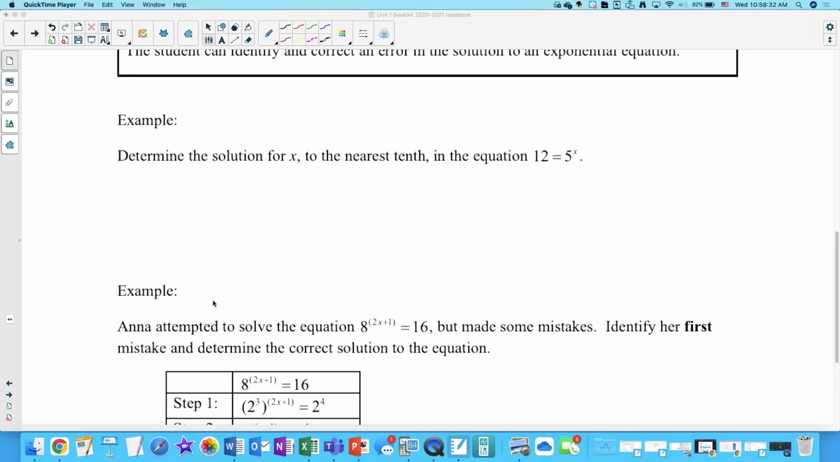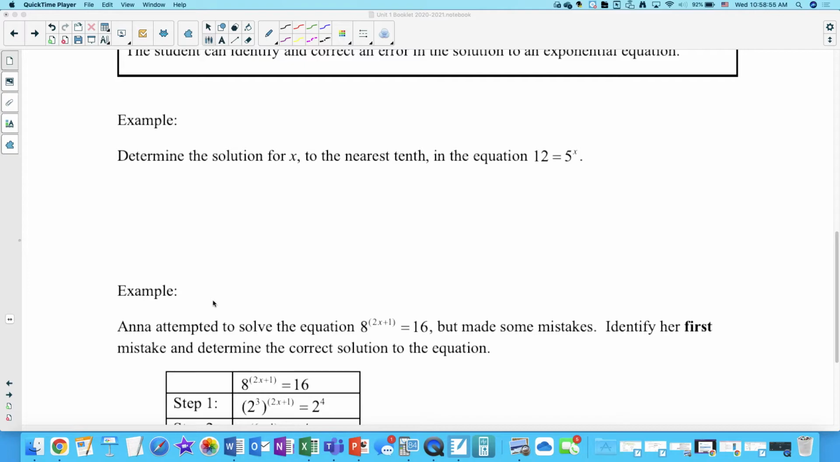It's better and more accurate than if we just used a number line and looked at powers of that base to get an approximate estimate of the answer, okay? And that's what we looked at yesterday. So, for example, determine the solution for x to the nearest 10th in this equation.